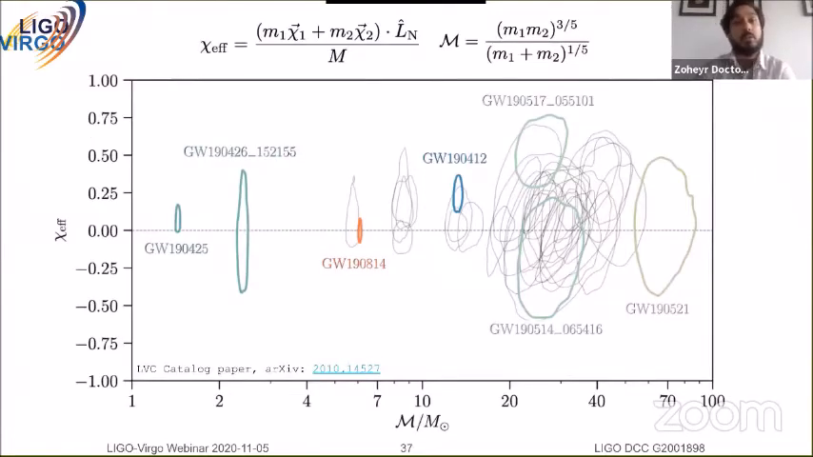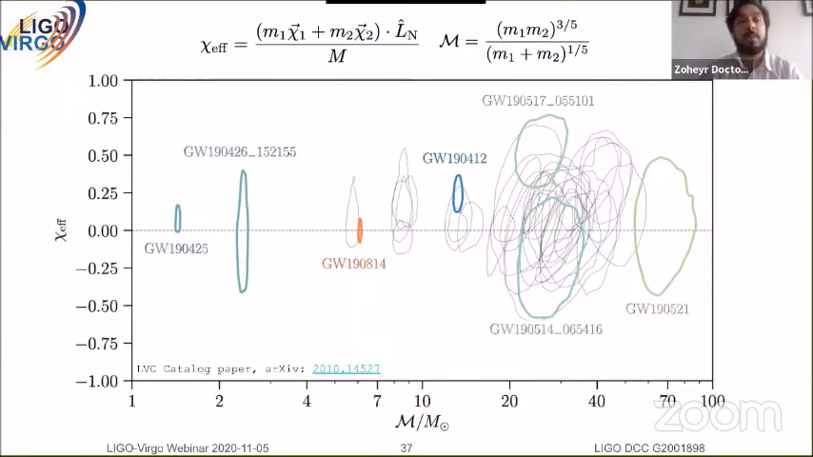Okay, I'm showing contours again in this plot, similar to the one that we saw a couple slides ago, except this time on the y-axis, we have the effective inspiral spin, and on the x-axis, we have the chirp mass. The effective inspiral spin is a measure of essentially the mass-weighted component of the spins that's aligned with the orbital angular momentum. So if chi effective is very large, then the spins are large and aligned with the orbital angular momentum. If it's very negative, then they're large and anti-aligned with the orbital angular momentum.